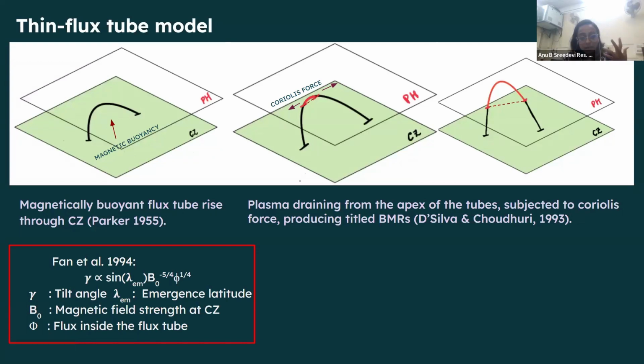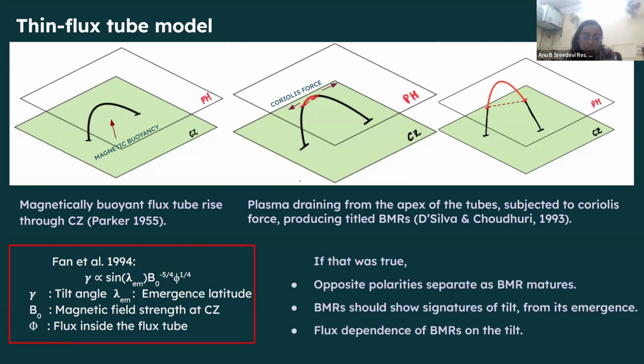So the next thing that we have to deal with is what can be the observational signature that we can look for to validate the thin flux tube. One thing we can look for is first checking the rising flux tube assumption. If the flux tube, supposedly anchored at the convection zone, is rising, then as it rises we will see that the foot point separation increases. So that can be one.